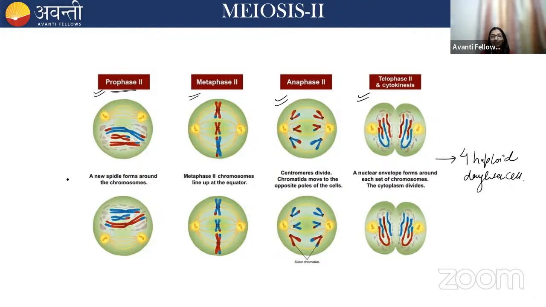And the significance of meiosis is that in meiosis, crossing over takes place or recombination occurs. And because of the crossing over, it leads to variation. And the variation leads to evolution.